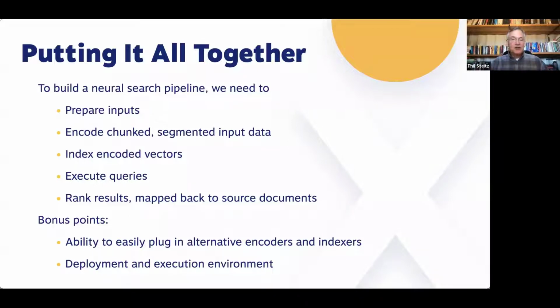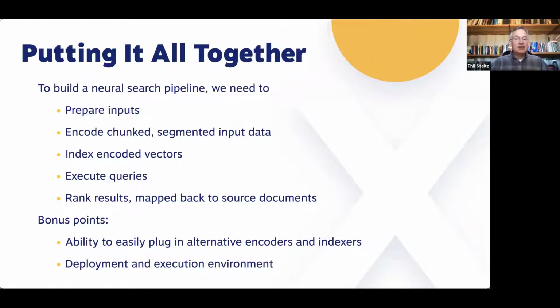And then encoding, we've talked at length about encoding. Indexing, we've already talked about. Then you've got to execute the queries, rank the results, and you get them back. All of those steps are basically necessary to get this stuff to work. And then as a bonus, if I'm looking for my great software framework that is going to be what I use for all of my neural search applications, what I would really like is to be able to easily plug in alternative encoders and indexers and set hyperparameters in a declarative way. And then I'd also like a deployment and execution environment.